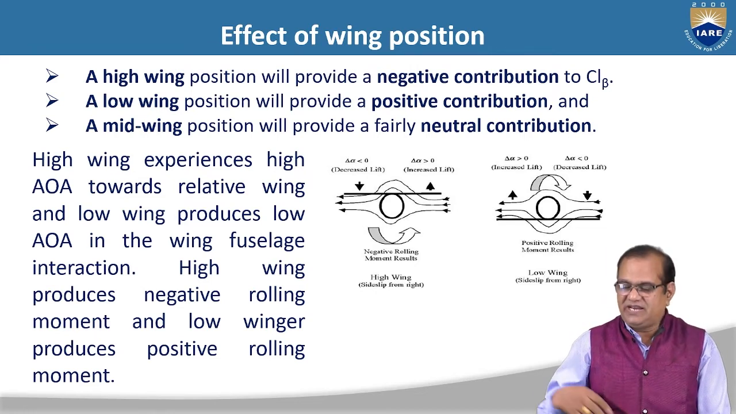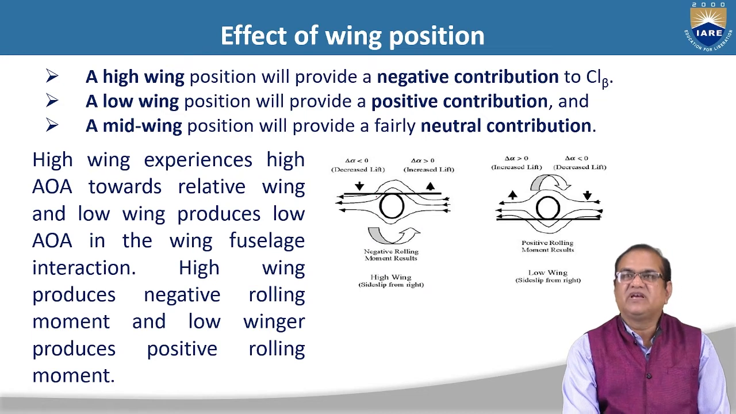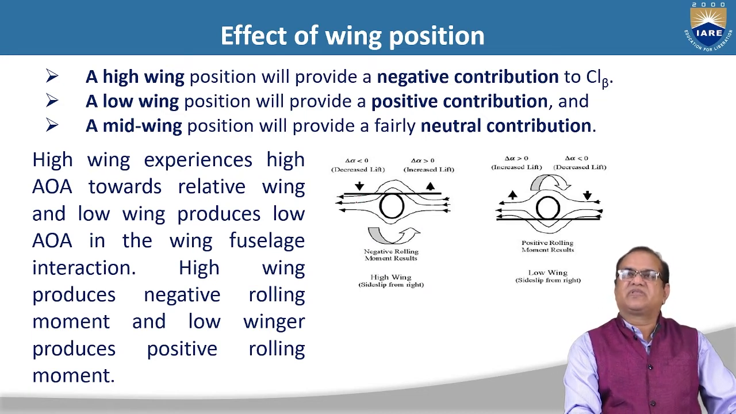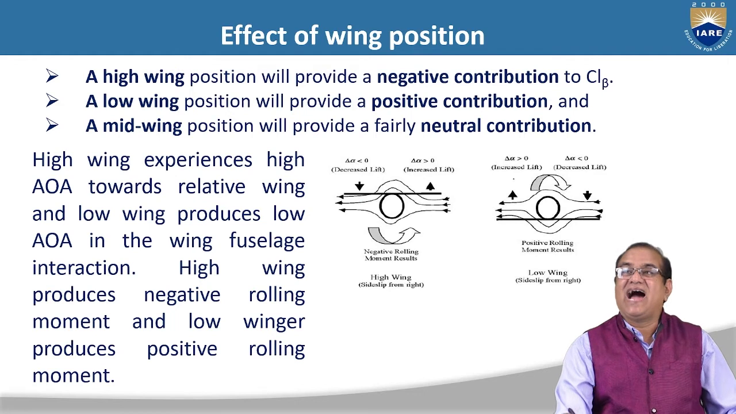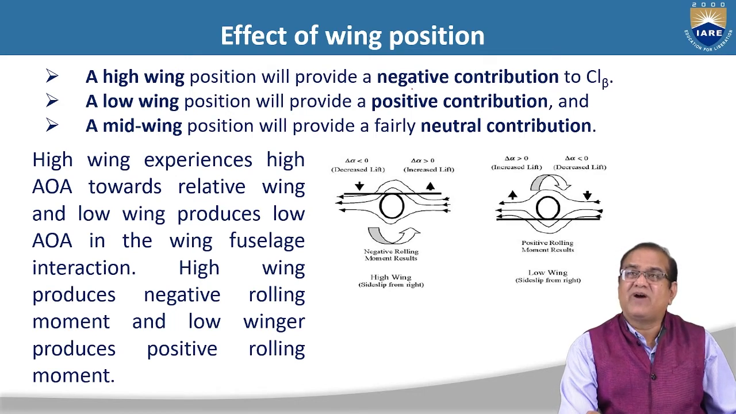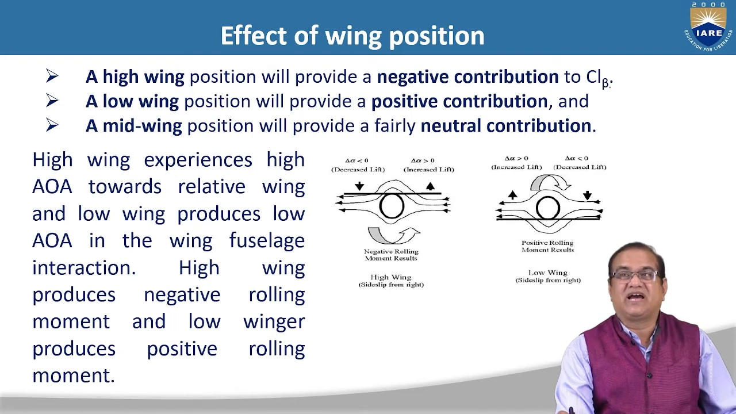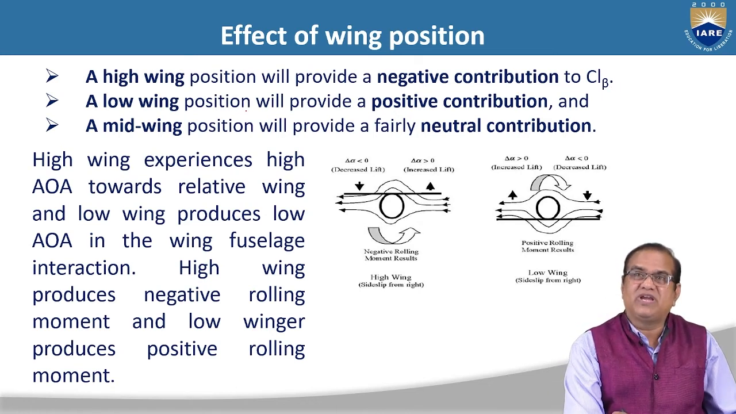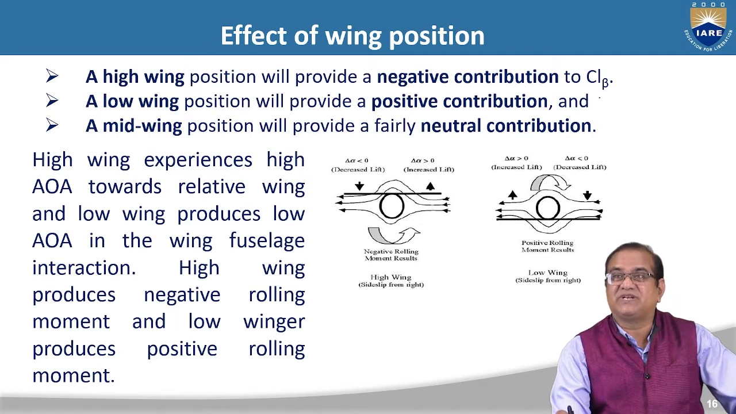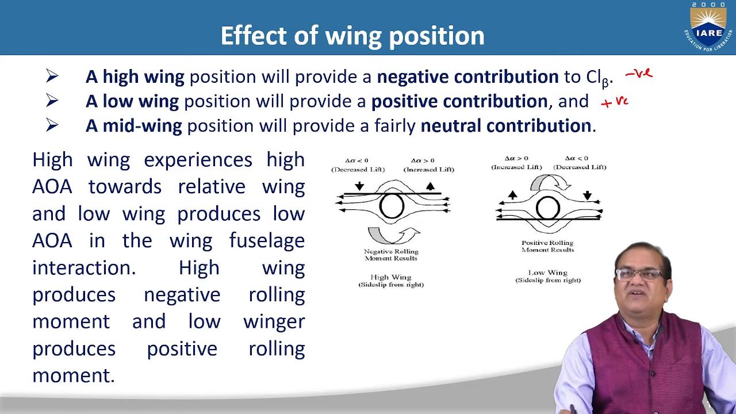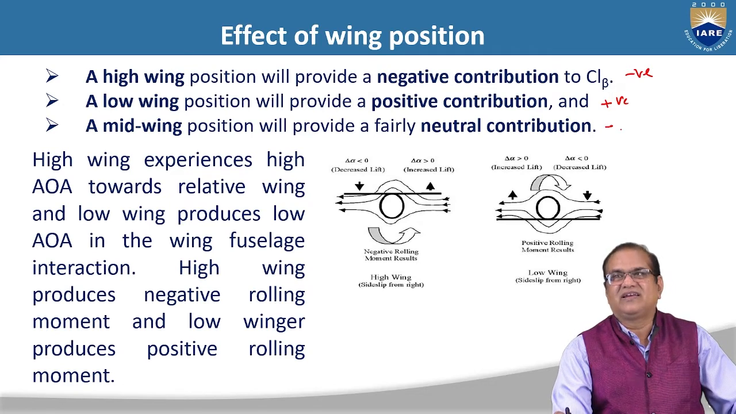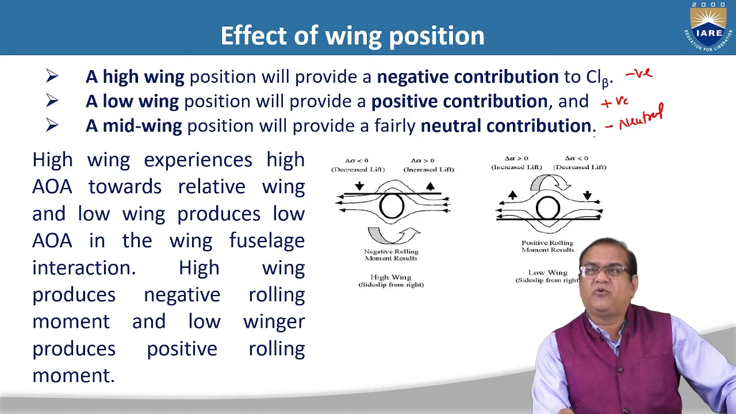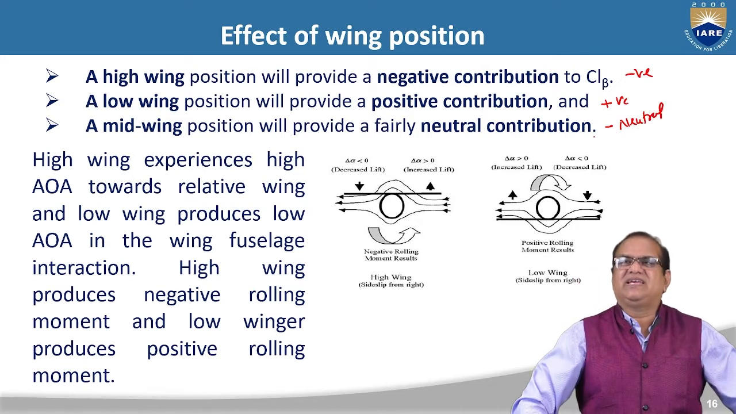A high wing position will provide a negative contribution to CL beta. In a high-wing aircraft, it will provide a negative contribution to CL beta, and we need the negative to have stability. A low wing position will provide a positive CL beta. So here it will give positive, here it will give negative, and a mid wing will be neutral.